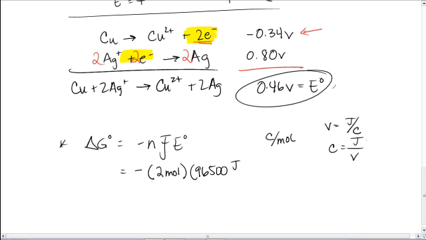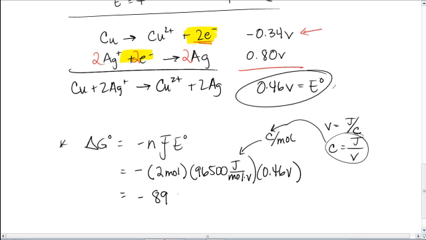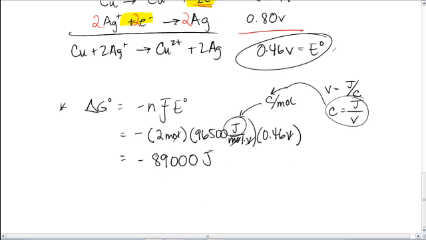And so if I plug that in here for coulombs, I'm going to get joule per mole volt. I'm doing it to help my units work out because my E value is in volts. And when I do that, I get negative 89,000 joules. Because moles cancel, volts cancel, I'm left with joules. So this is my delta G value.